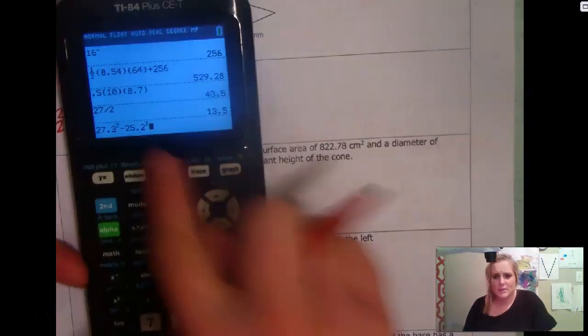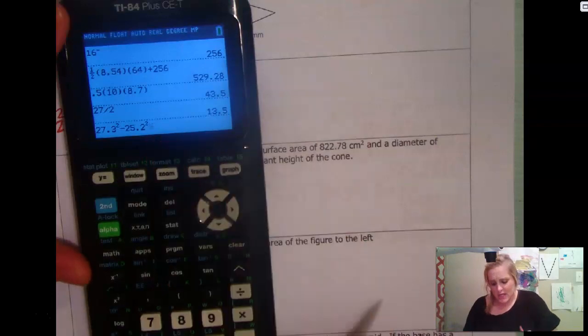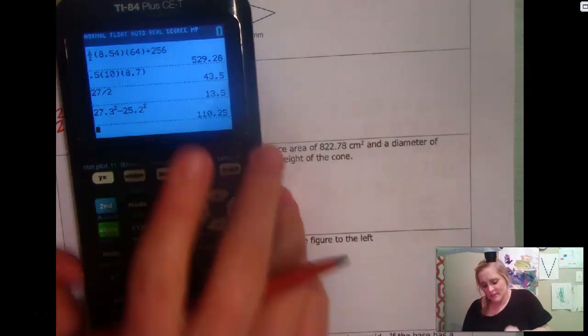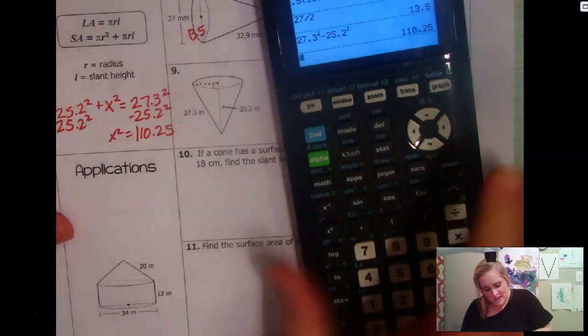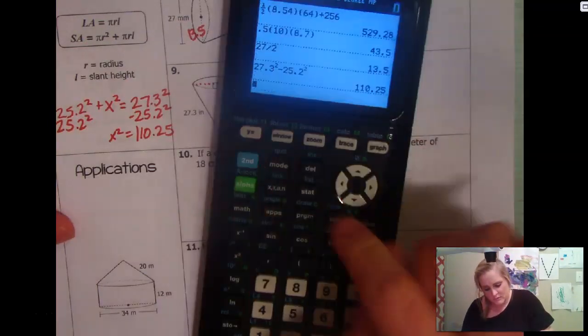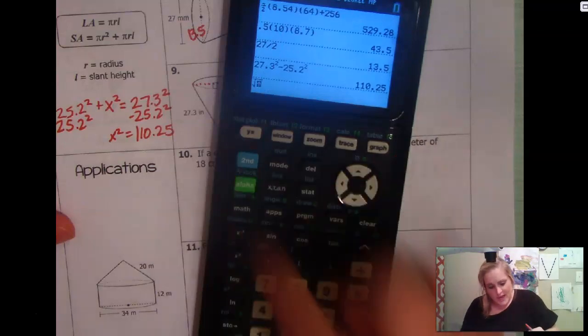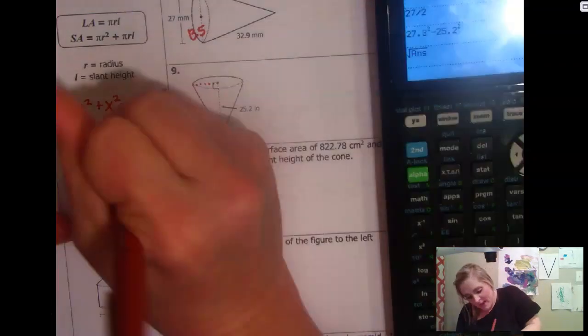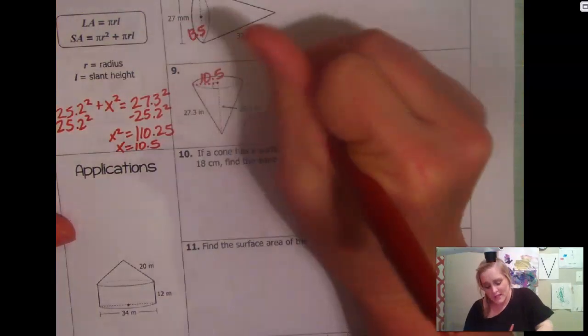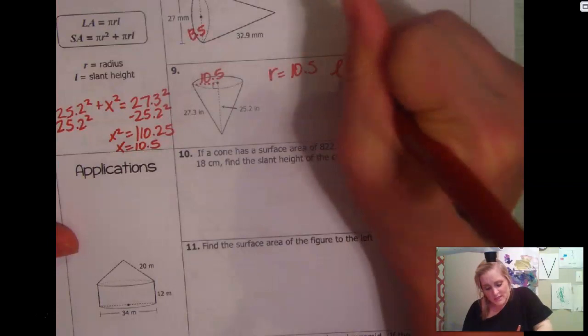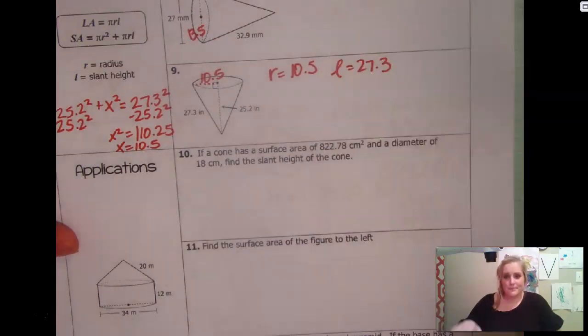You can see I'm just plugging that in my calculator. That's going to give me 110.25, and then I'm going to take the square root of that answer, which gives me 10.5. So that means my radius is 10.5, and then you go for it. You plug everybody in. Radius is 10.5. The L is 27.3.